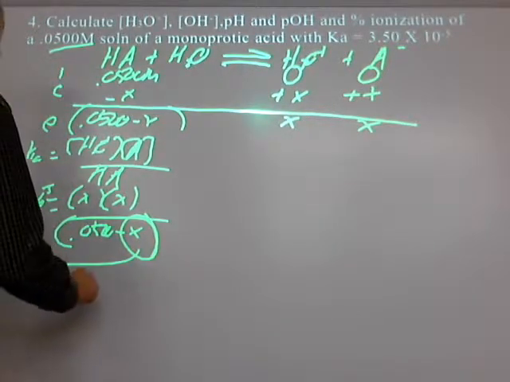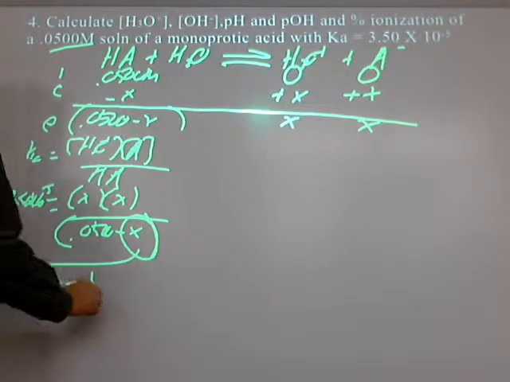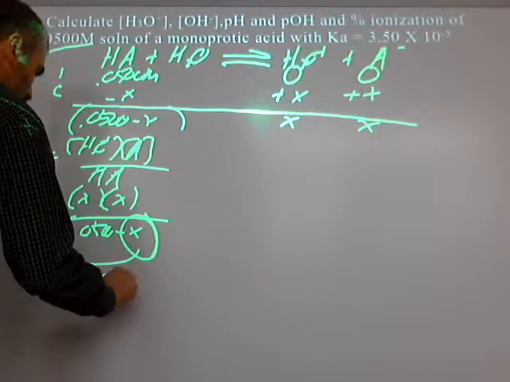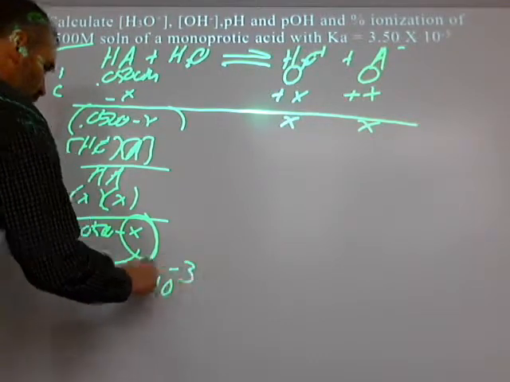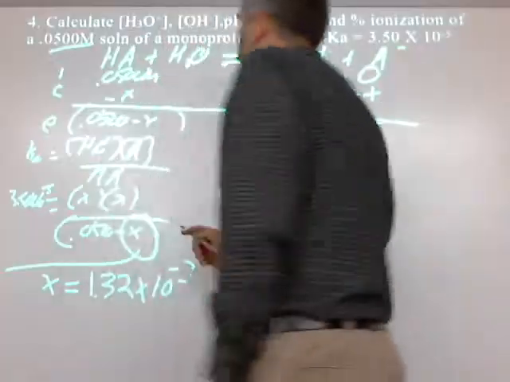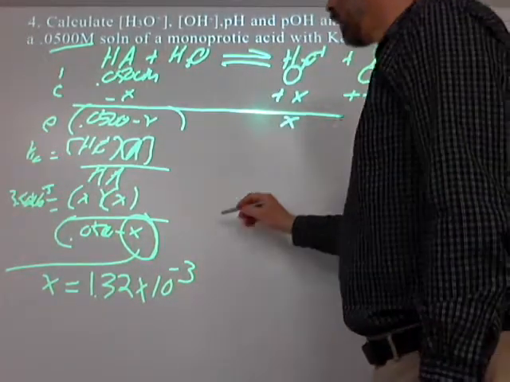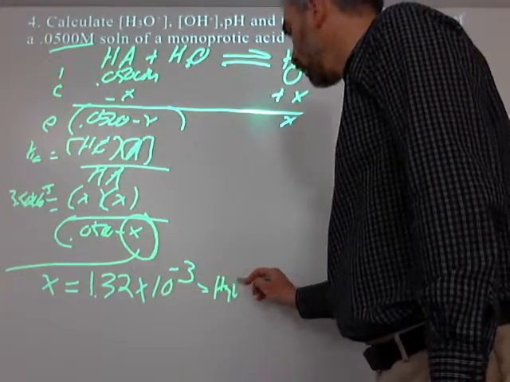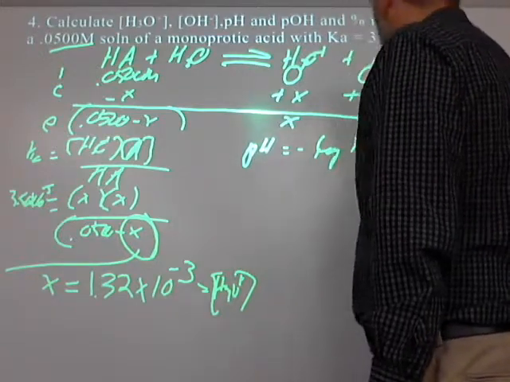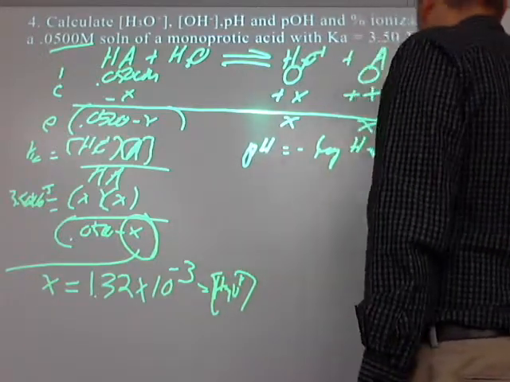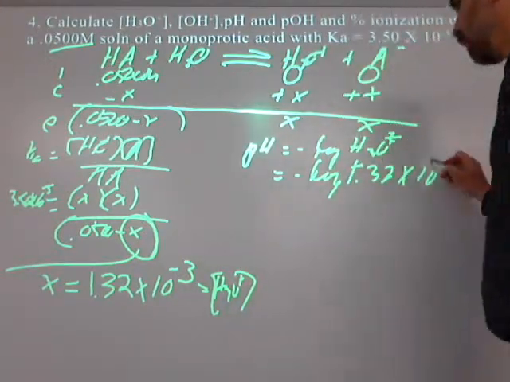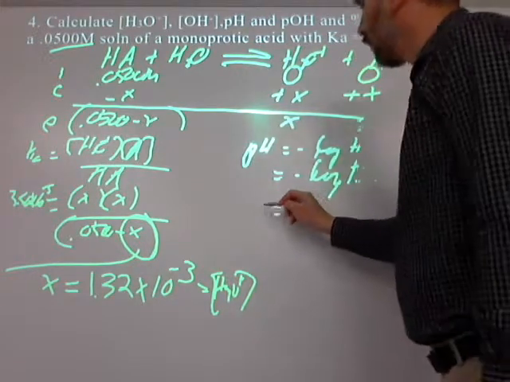Anybody? Say it again. 1.32. Everybody else get that? Times 10 to the negative third. Anybody else get that? Yep. Okay, so that's what X is. You know that's also hydronium, so that's the answer to one of your questions. Hydronium is that. Now you know the pH because you can get the negative log of the hydronium, which is the negative log of 1.32 times 10 to the negative third. And that's that.